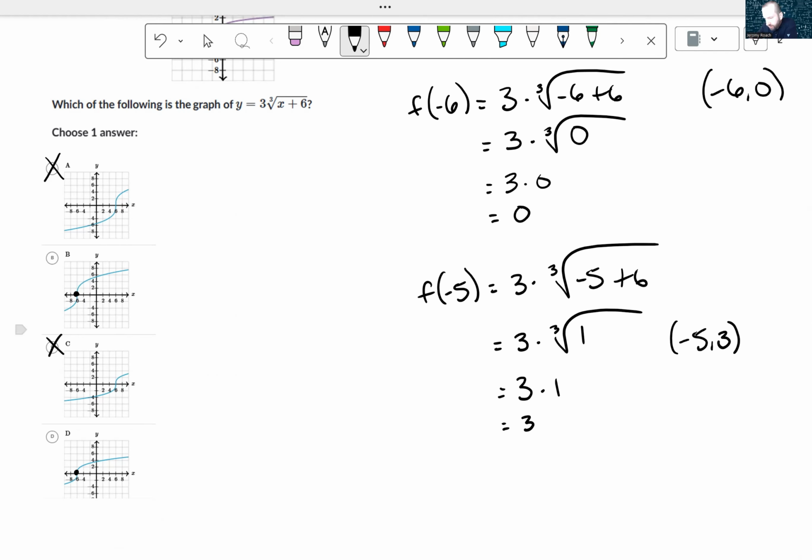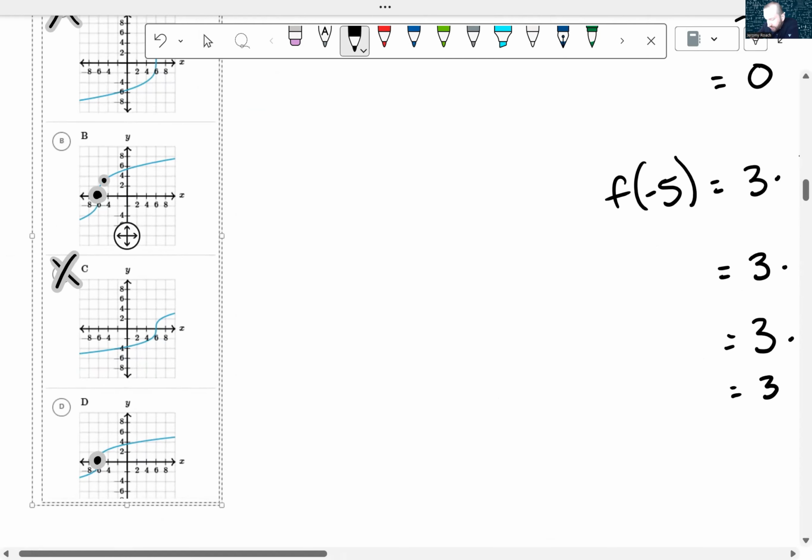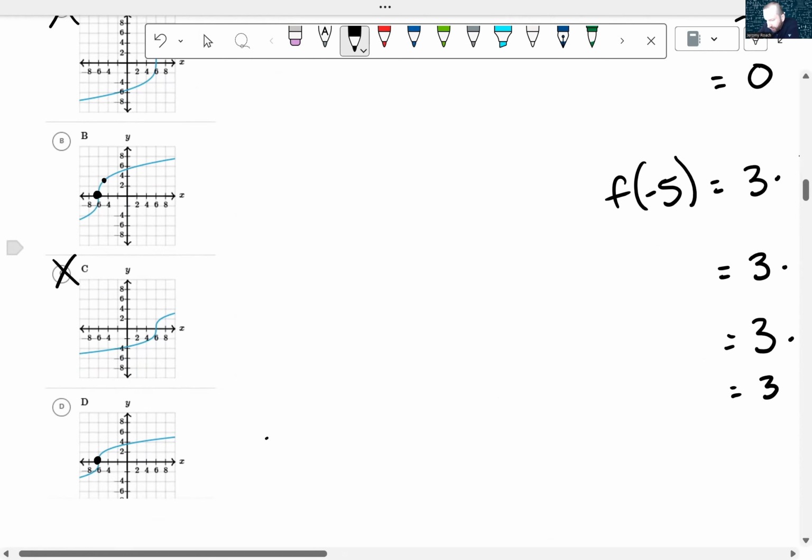And that's a little bit tougher to see on here, I think, because 3 is an odd number and these are going up by 2s, but that's okay. So we've got -5, 3. Looks like that's it on B. And let's zoom in a little bit more here. And on D, it looks like we're at -5, 2 for D. So we can cross out D.